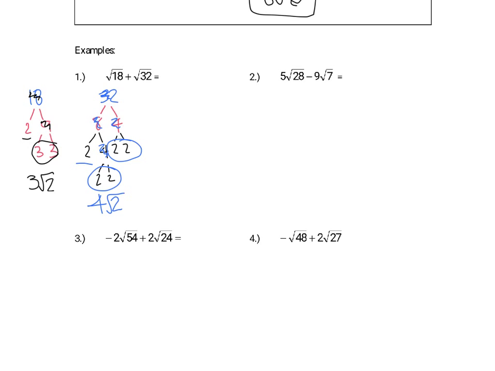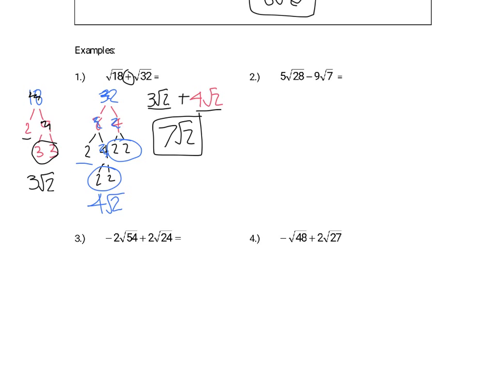Now, let's rewrite the problem. Square root of 18 was 3 square root of 2 plus, there's where I get the plus sign from. Square root of 32 was 4 square root of 2. Well, what do you know? They both got square roots of 2, which means we can combine these bad boys. So 3 plus 4 is 7, and the square root of 2 just tags along and stays the same. That would be the answer.